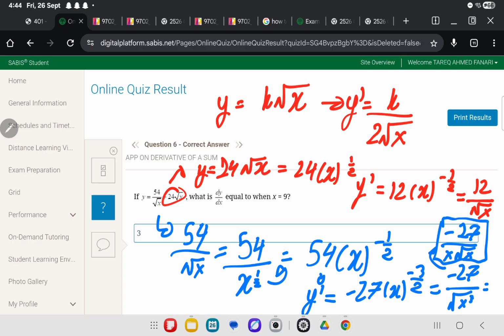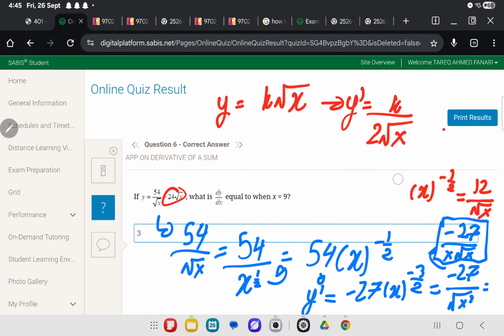So here we can see that k was 24. What's 24 over 2? 12. The 2 and the 24 cancel out, so it gives me 12, but we can't cancel out the radical x, so it's just going to be 12 over radical x. This is just a rule, so just memorize it. It's a very simple rule that you can easily find if you forget it, but just to make our lives easier, I'm giving it to you.